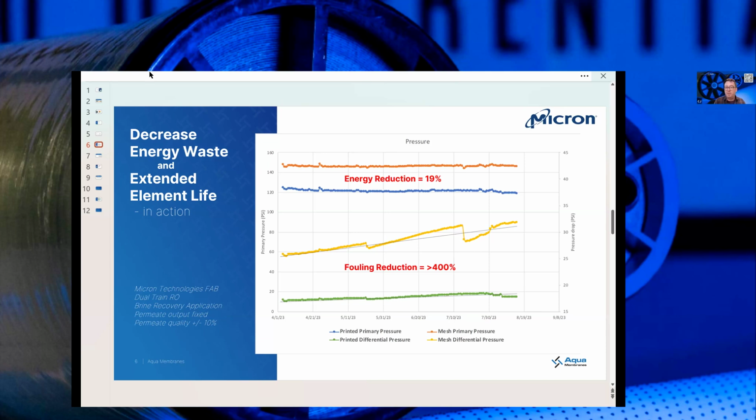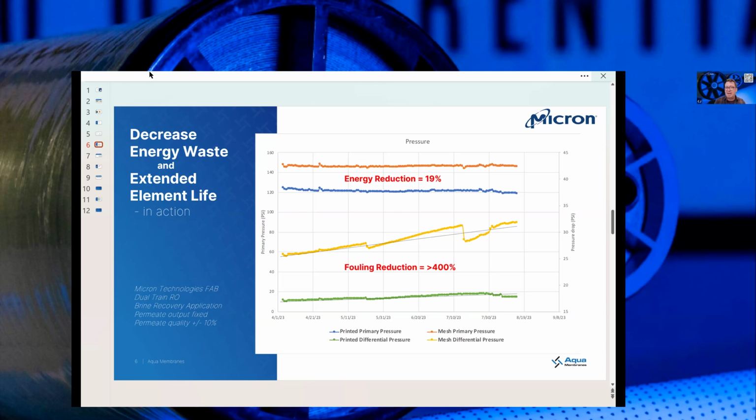Now, the specific plot here, we've got x-axis is time, obviously. The top two lines are the feed pressures on the left axis. Orange is for the mesh elements. Blue is for the printed elements. And then we've got kind of a blow up of the yellow and the green of the pressure drop, which are on the second y-axis on the right. You can see the immediate drop in the pressure from the mesh to the print, and we'll get into a little bit about the different factors that cause that reduction.